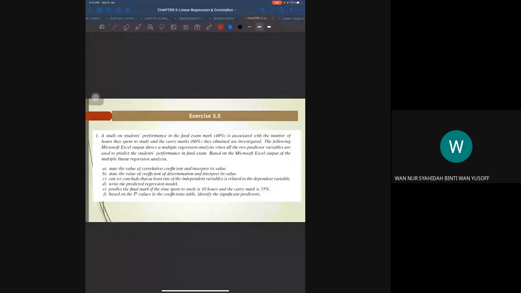Okay, so D, predicted model. E, predict the value, and F, based on the p-value in the coefficient table, identify the significant predictor. Before that, I forgot to mention, similar for the simple linear and also multiple linear, both hypotheses are about the relationship between Y and X.